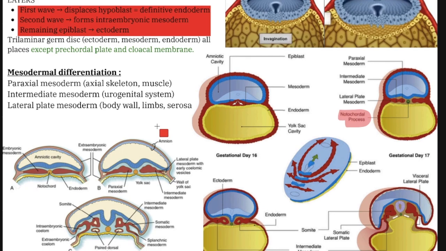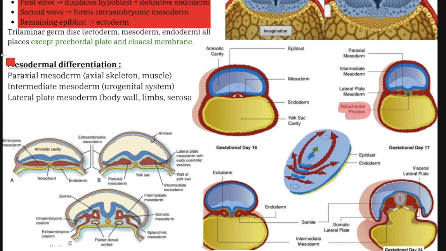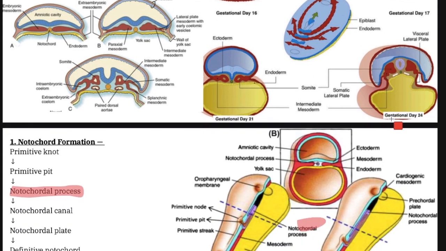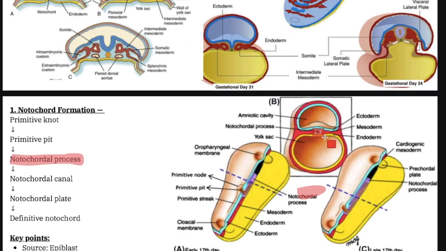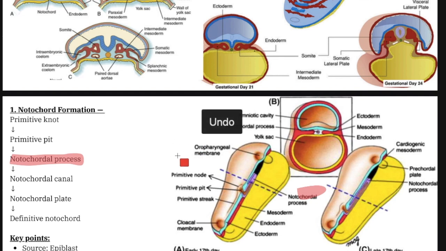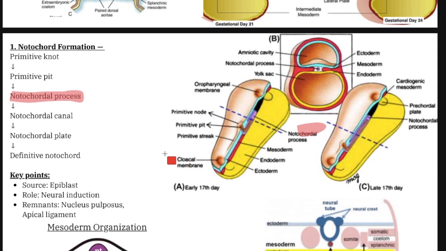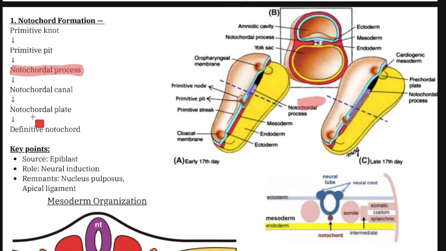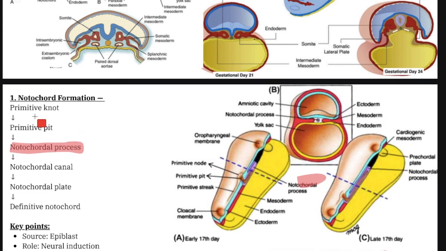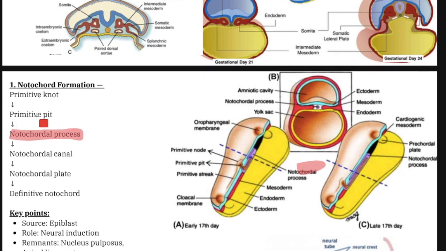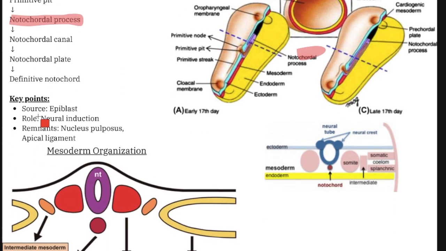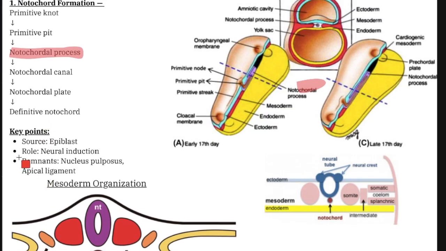Following gastrulation, the mesoderm organizes itself. A key structure to form is the notochord. It arises from epiblast cells migrating cranially from the primitive knot. The notochord is critically important because it serves as the primary inductor for the nervous system. Its main role is to signal the overlying ectoderm to thicken and form the neural plate, which is the precursor to the central nervous system. A remnant of the notochord persists in adults as the nucleus pulposus within our intervertebral discs.